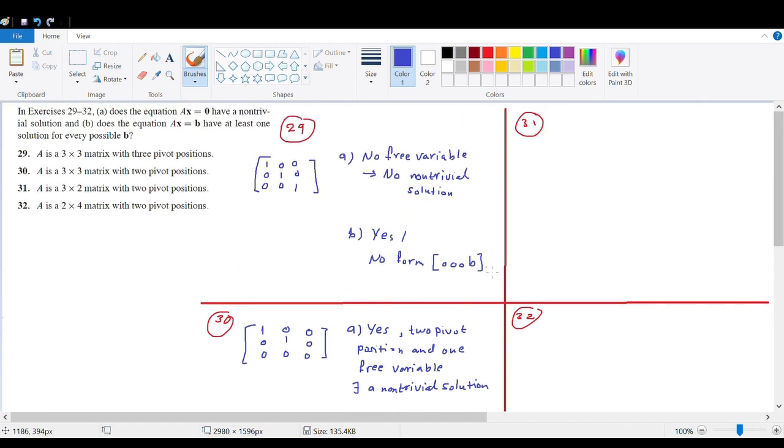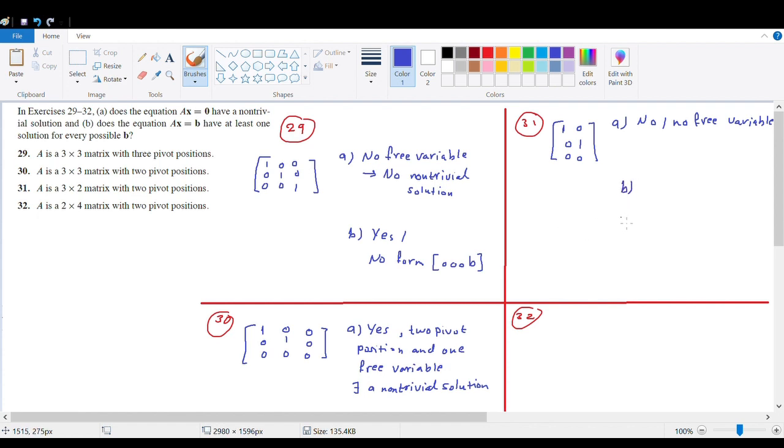Now let us see 31. A is a 3 by 2 matrix with 2 pivot positions. So we have 3 rows, 2 columns, 2 pivot positions. For example, 1, 0, then 0, 1, then 0, 0. Now part A: does the equation Ax = 0 have a non-trivial solution? We said here no, because this one has no free variable, which means there is no non-trivial solution.